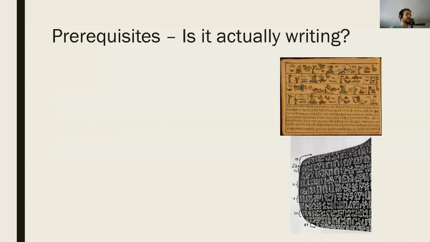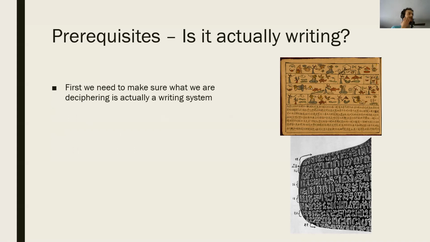For the first prerequisite, is it actually writing? This might seem completely obvious, but we need to make sure that what we're looking at is actually a writing system. Just because we see a series of symbols doesn't necessarily mean that it's a writing system. And if it's not a writing system, we can't decipher it. Sometimes symbols are just used for decoration. In the early stage of the decipherment of cuneiform, people thought that it might in fact be just decoration. So we obviously can't decipher a symbol system like that.